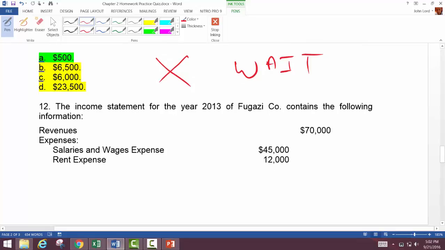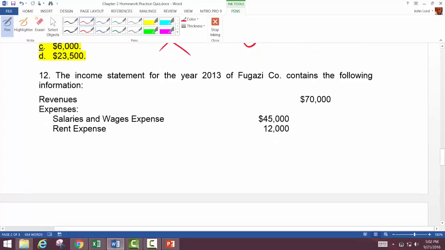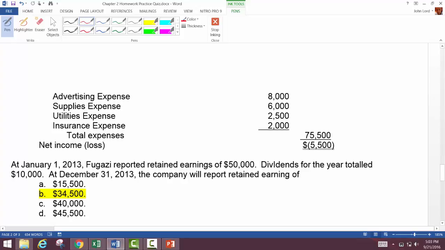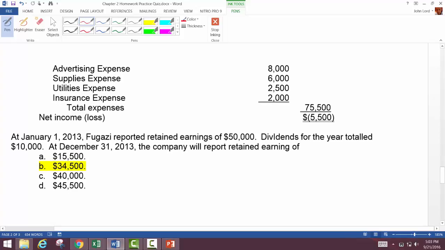Now we look at number 12, and we see that we have this Fugazi company, revenues, expenses, and I'm asking you to analyze the retained earnings here. If I'm asking you what the ending balance is at the end of the year, I must want you to analyze this information as it's affected retained earnings for the entire year. So I'm going to look at the beginning balance, the adds, the subtracts, the ending balance, right?